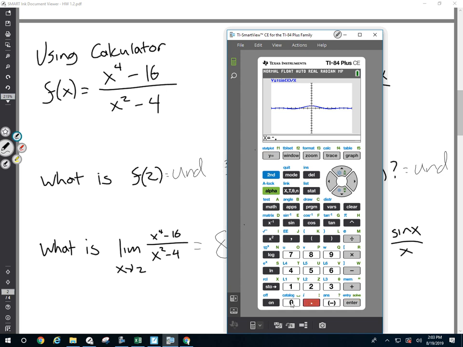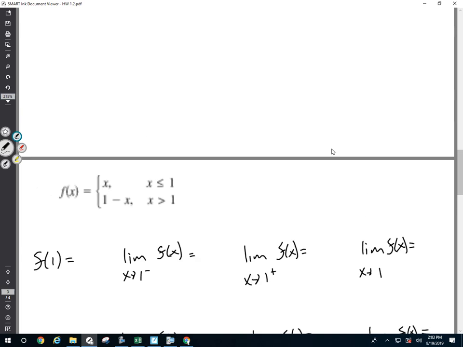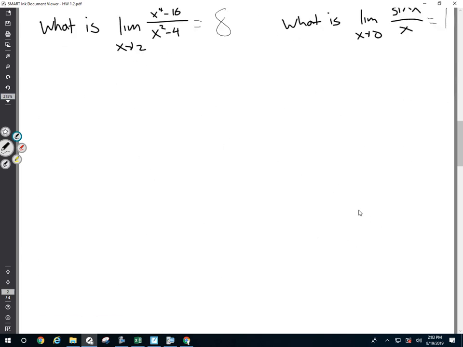If I go the opposite direction, so from the left, so negative 0.1, negative 0.01, negative 0.001, I'm getting closer and closer to 1. So this limit exists and equals 1. Cool.